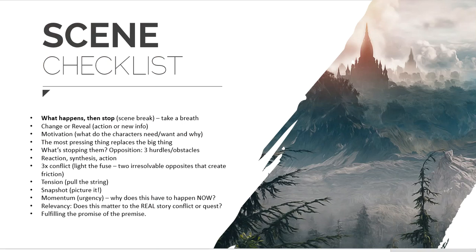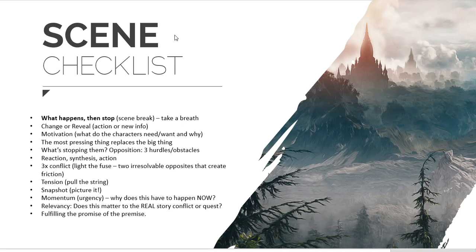And so finally, I've got a checklist. It's a scene checklist. These are a bunch of things that I think you need to have in every scene. So basically, I try to have two scenes in every chapter. That's going to depend on you and on the genre and on your writing style. But basically, a scene is when something happens. And this is going to be a change or a reveal. So it's action, something happens, or it's new information.